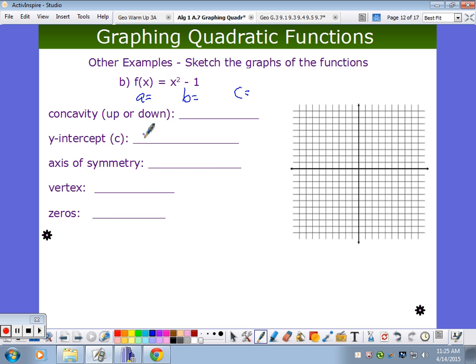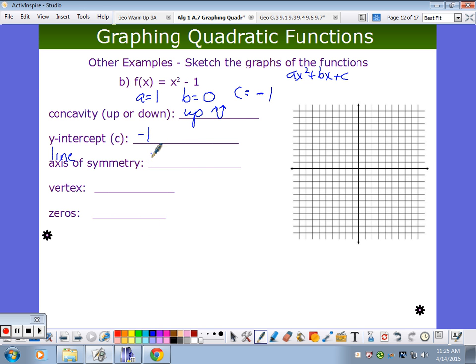But what's A? One. What's B? B is 0. The B is the thing in front of the x, right? I don't see an x. What's C? Concave up or down? Smile. Right? Y-intercept. Axis of symmetry or line of symmetry.